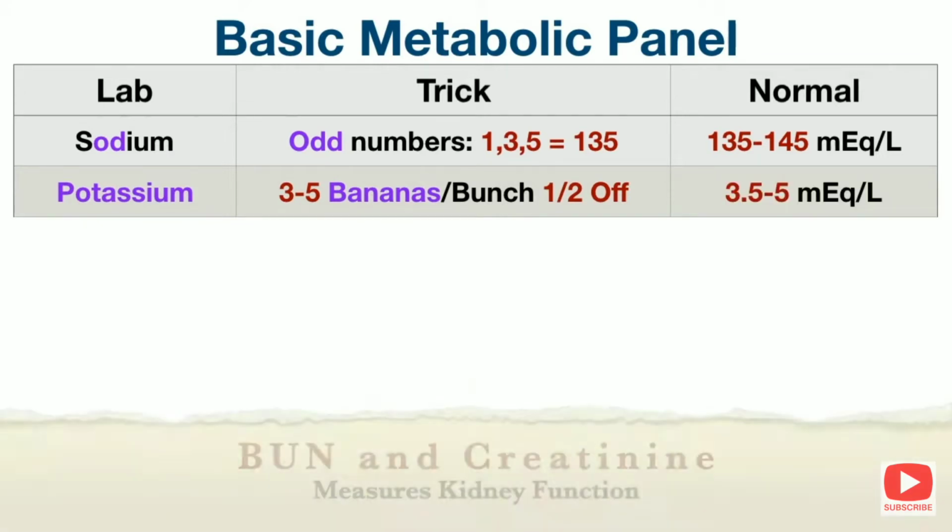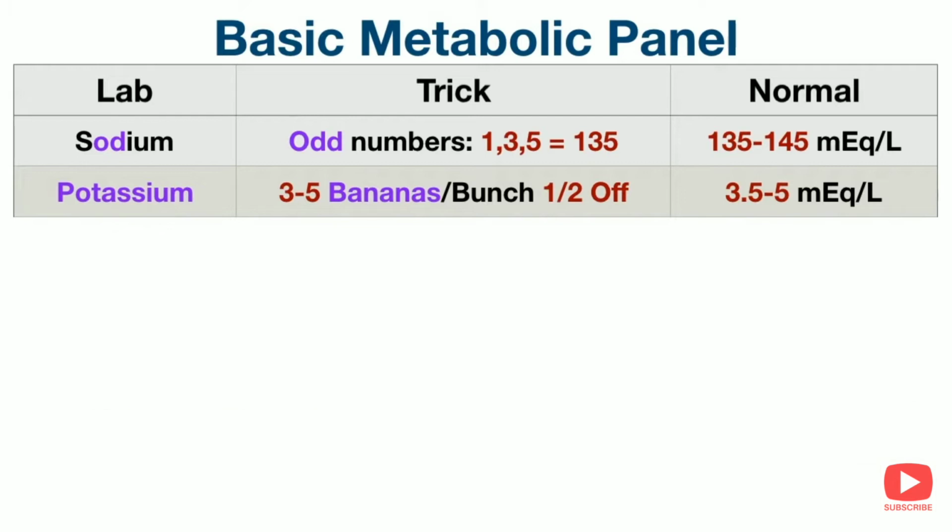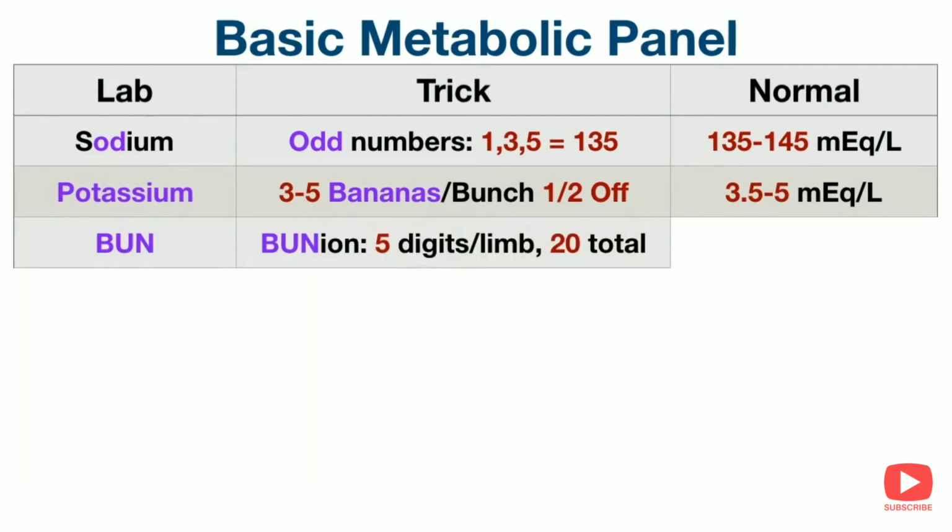As we said before, the Basic Metabolic Panel also assesses renal function, which includes a BUN and creatinine. Starting with the BUN, you can use the word bun to help you remember bunion. Bunions are typically located on the toes or digits, and we have 5 digits per extremity with a total of 20 digits. This will help you remember the normal range for BUN is 5 to 20.